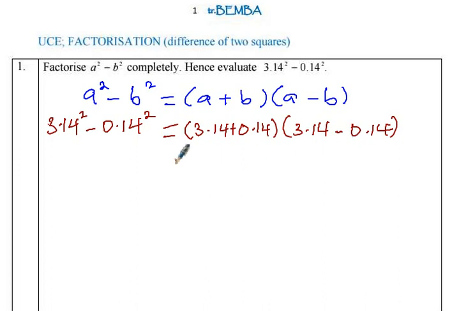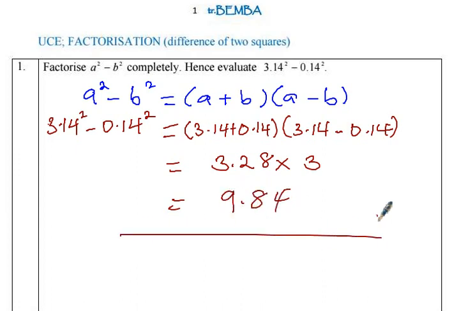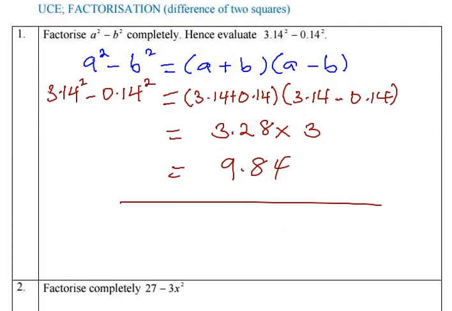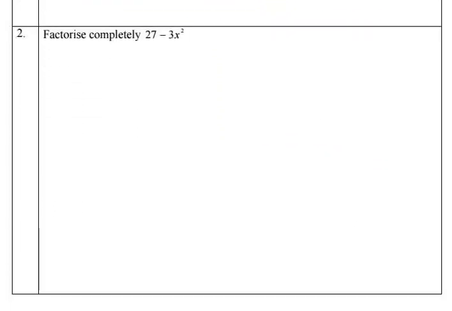0.14. Okay, and now we can add this. When we add these two, we get 3.28. The sign in between is a multiplication sign, two brackets. When you subtract these two numbers, we get a 3. And so when we multiply, our final answer is 9.84. Okay, let's move to our next question.